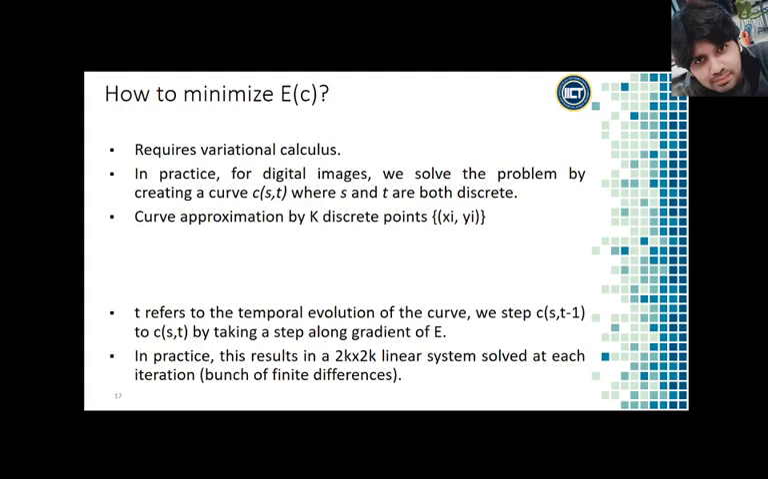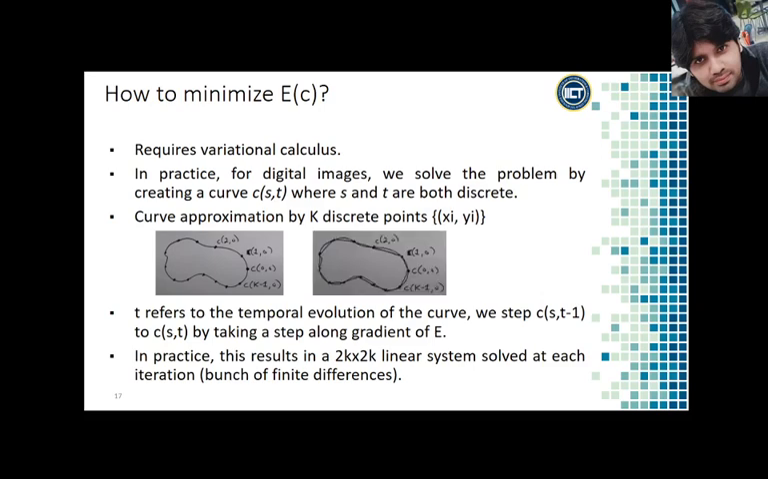So in practice, for digital images, we solve the problem by creating a curve C(s,t) where s and t are both discrete. The curve approximation by k discrete points can be given like this: s equals 0, s equals 1, s equals 2, up to s equals k minus 1. Here t refers to the temporal evolution of the curve. We step from C(s, t minus 1) to C(s, t) by taking a step along the gradient of E.